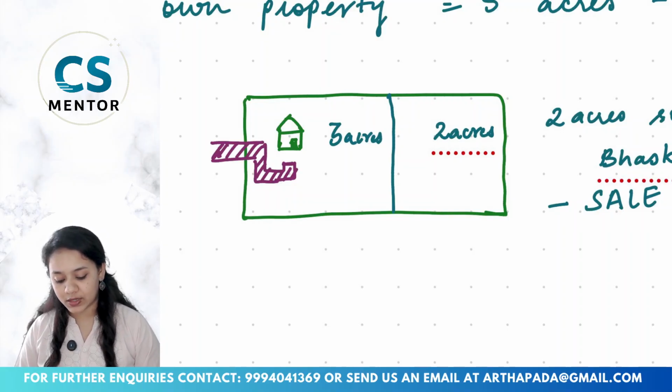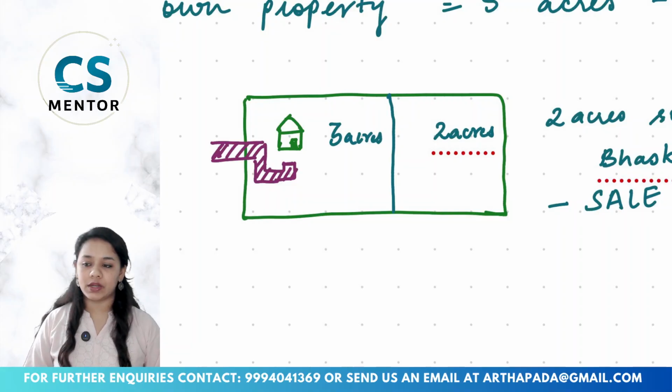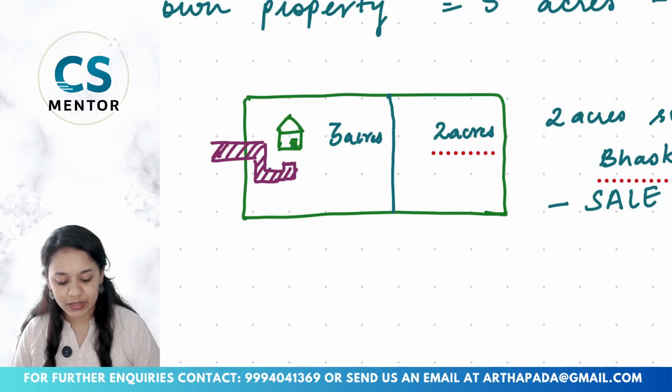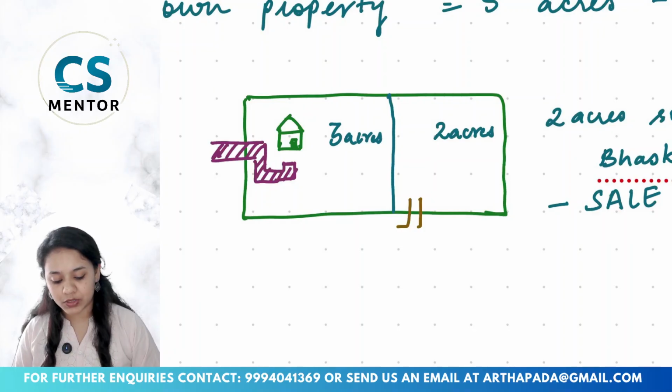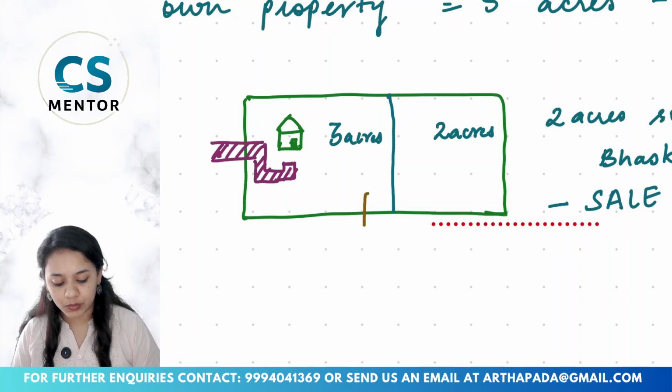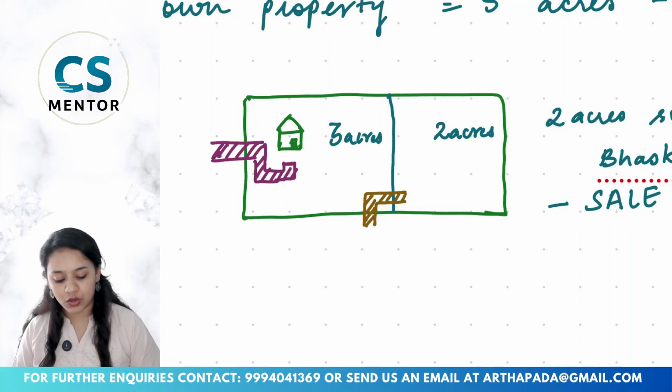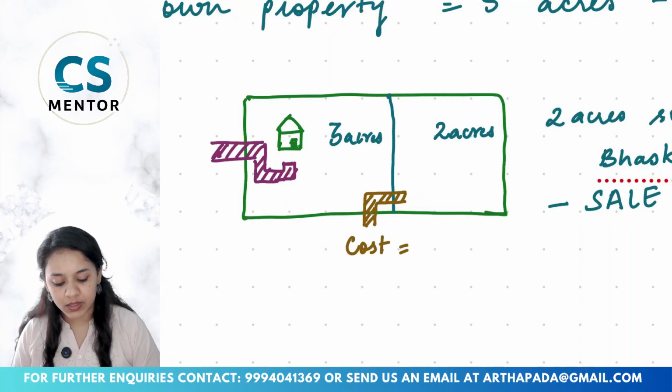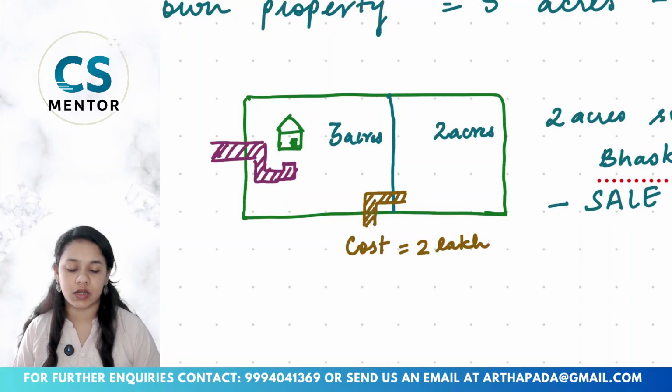So, how exactly does Arun intend to do that? He intends to give a pathway directly into this land. Okay, but maybe this is not possible, and so what we can end up seeing is that the pathway has to enter from here and then go in like this. For whatever reason, the pathway has to go like this. And the cost of building this pathway is 2 lakh rupees. For an assumption's sake, the cost of building this path is 2 lakh rupees.